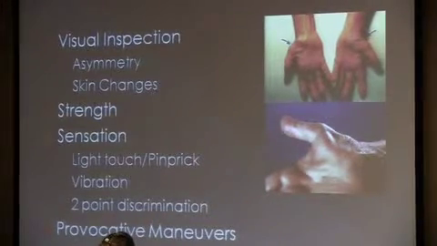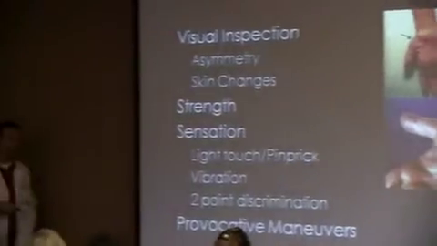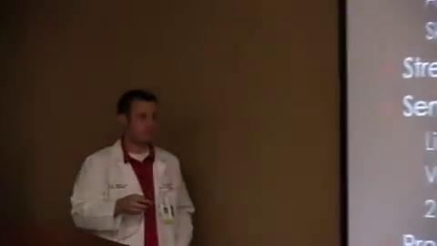Usually when it gets to this stage, it's fairly progressed, and both the sensory and motor parts of the nerve are being damaged. We'll look at strength, so strength to the thumb and some of the hand, and then sensation. Most resources will recommend really light touch and pinprick. Those are the 2 more sensitive things to look at to determine sensation. Other ones would be vibration and 2-point discrimination, so just being able to tell between 2 separate points.